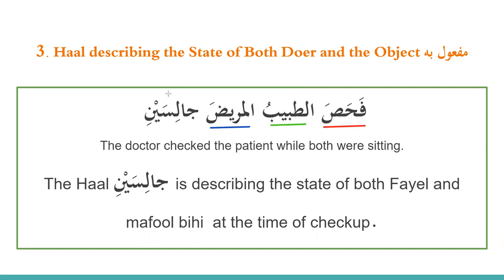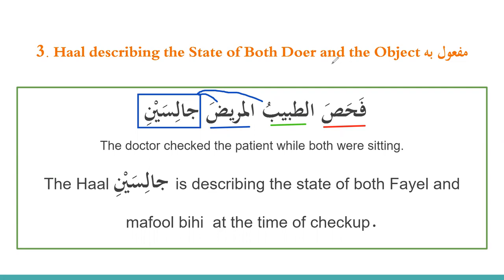Jalisaini is Haal, and it is dual. Remember, ani, aini, aini. So jalisaini, both were sitting. While both were sitting. So here, this dual ism is describing both the doer, tabib, and the maful bihi, marid. So jalisaini, the state of sitting, is for both the doctor and the patient. The doctor checked the patient while both were sitting.